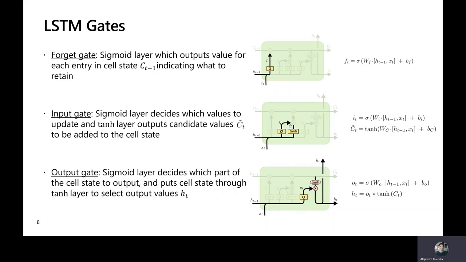Hyperbolic tangent, or tanh, effectively squashes the input between negative 1 and 1, which gets multiplied by the output of the sigmoid layer. In the NLP example, this can be thought of as adding the gender of the new subject to replace the old one that the network is forgetting.